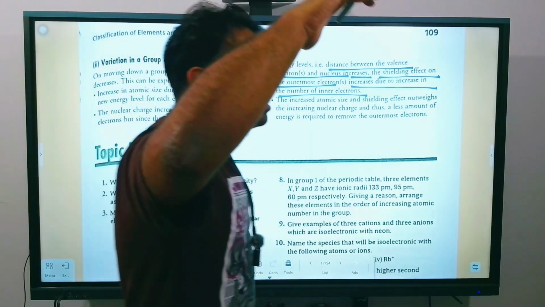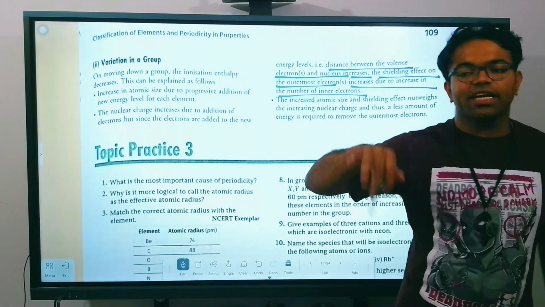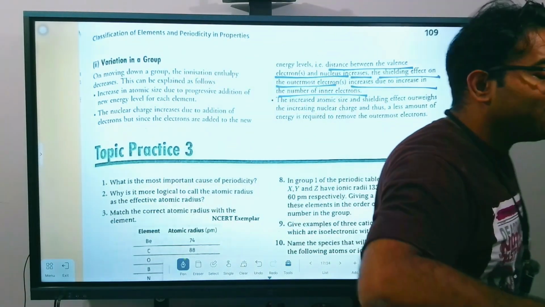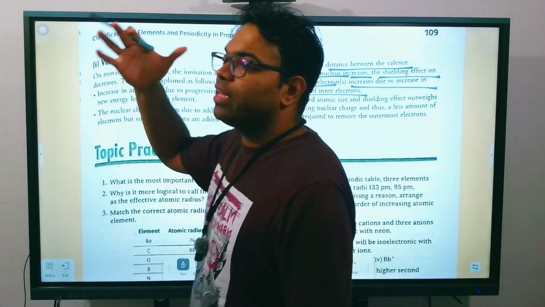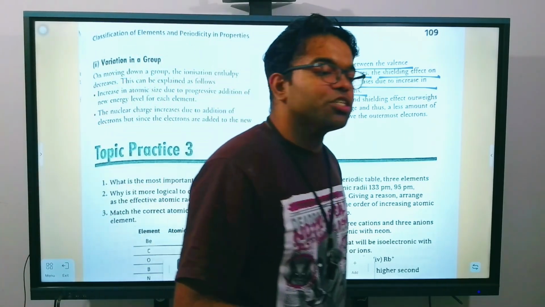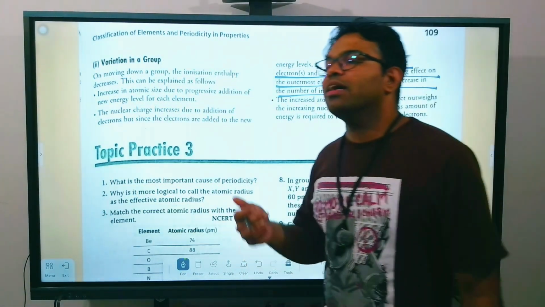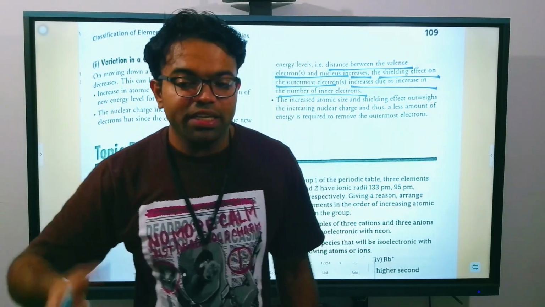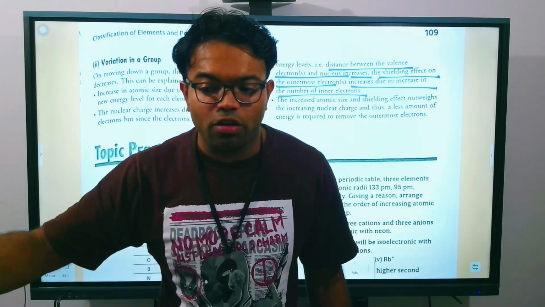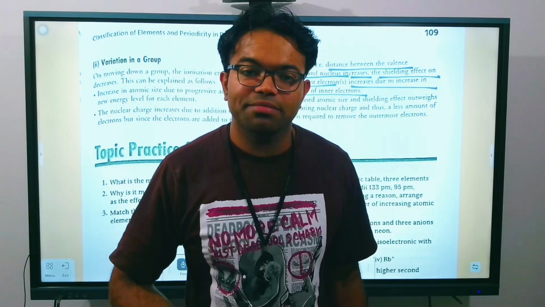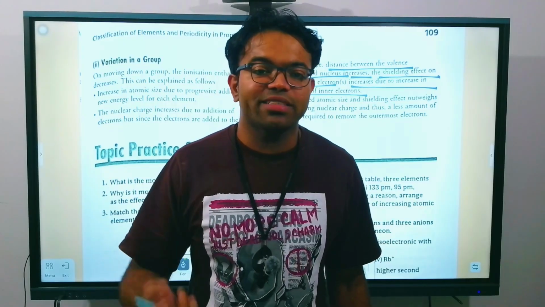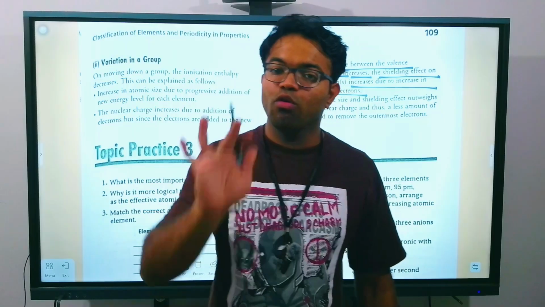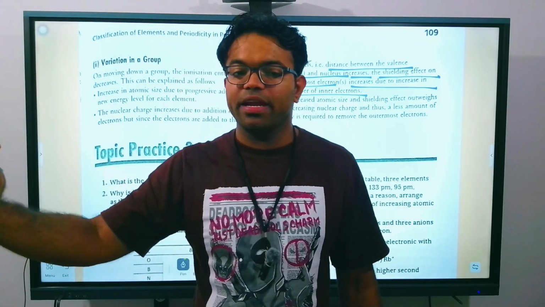So basically, every single time you go down the group, you get a new shell, and the new shell is being shielded by the electrons present in the inner shells. Therefore, the repulsion between the electrons in the inner shell and the outer shell actually increases. Thus, the effective nuclear charge on the outer electrons decreases. Therefore, your ionization enthalpy decreases. Understood?